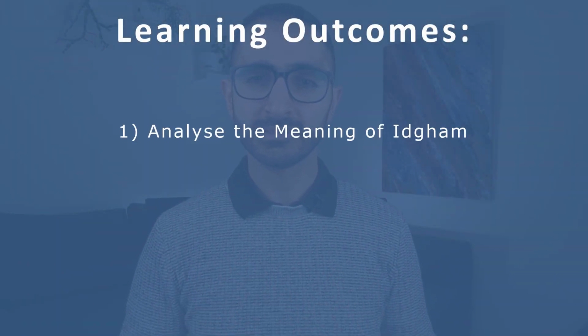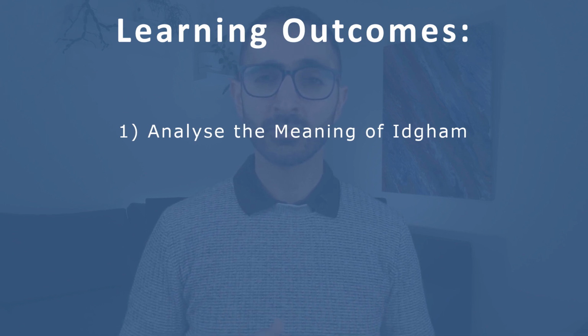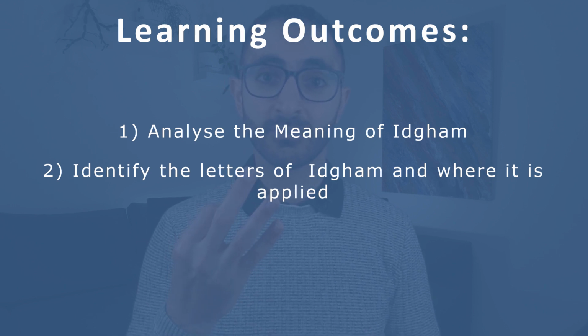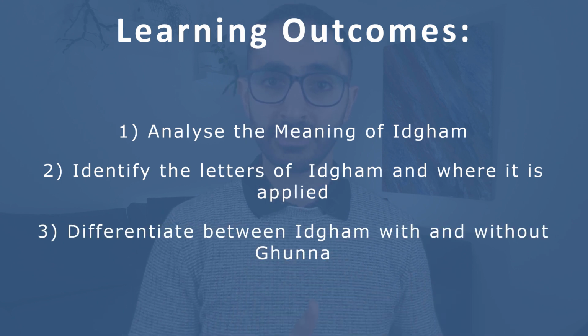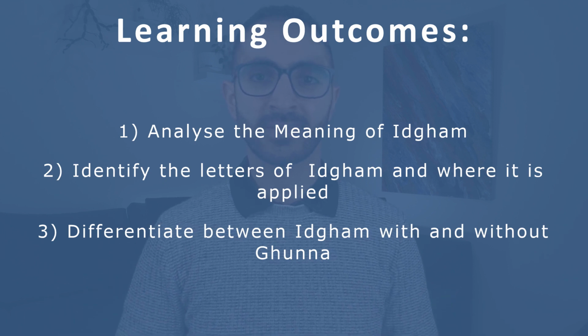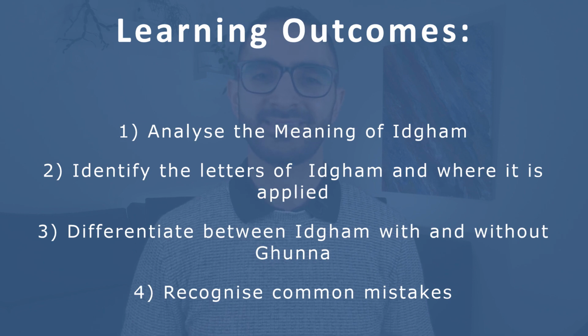In terms of learning outcomes, number one, you should be able to analyze what idgham means and the mechanism of idgham. Number two, you should recognize and know the letters of idgham that come after a noon sakina and tanween. Number three, you should be able to differentiate between an idgham with a ghunnah and an idgham with no ghunnah, and what the mechanism is there. And number four, you should be able to identify and recognize some of the common mistakes with idgham. So bismillah, let's go into the details.